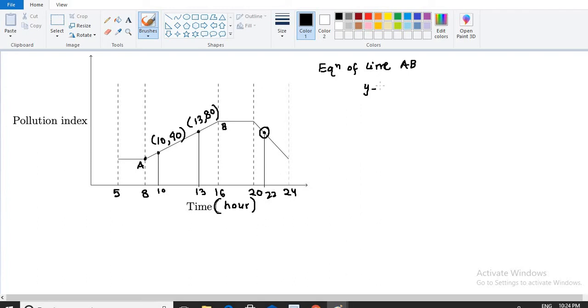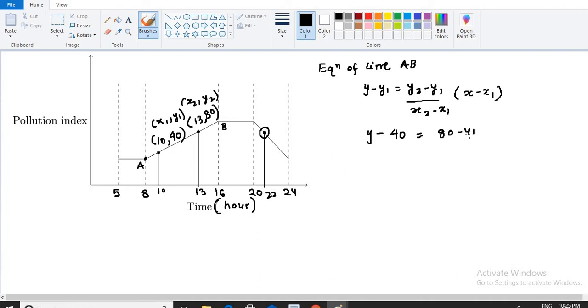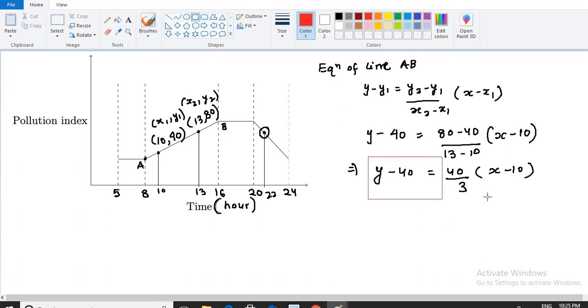So this will become Y minus Y1 is equal to Y2 minus Y1 by X2 minus X1 into X minus X1. You can consider any point as X2, Y2 and X1, Y1. I will consider this point as my X2, Y2 and this point as my X1, Y1. Put down these values in this equation. This will become Y minus 40 is equal to 80 minus 40 by 13 minus 10 into X minus X1, which is 10. Simplify this, you get Y minus 40 is equal to 40 by 3 into X minus 10. So this is the equation that we have obtained.